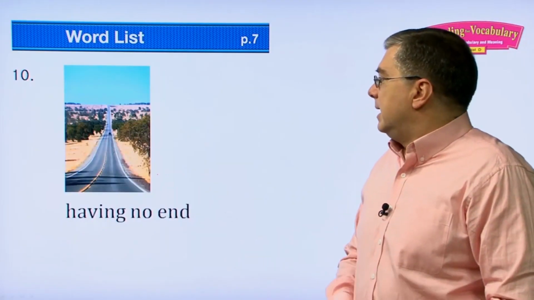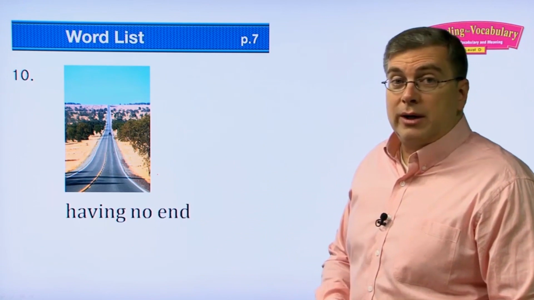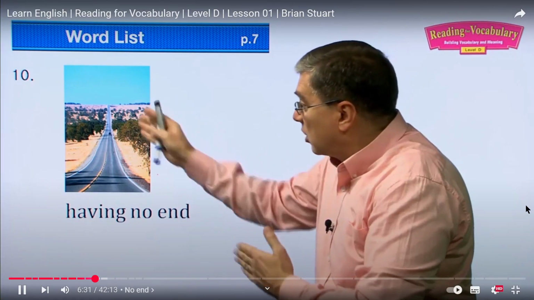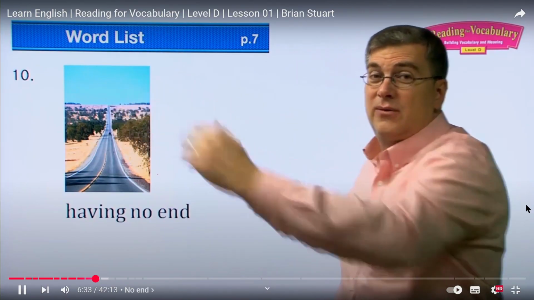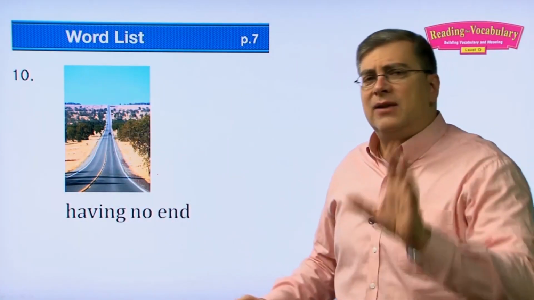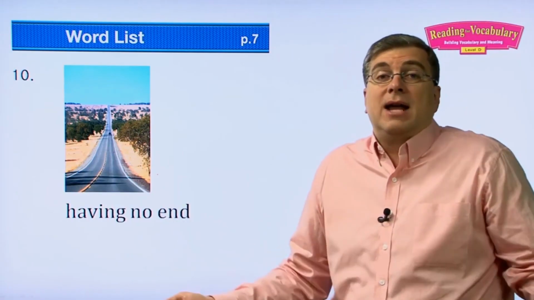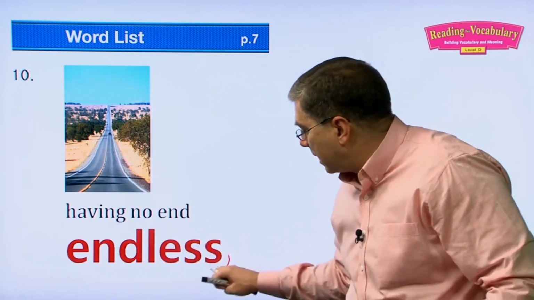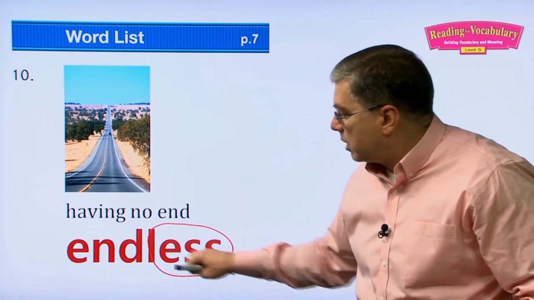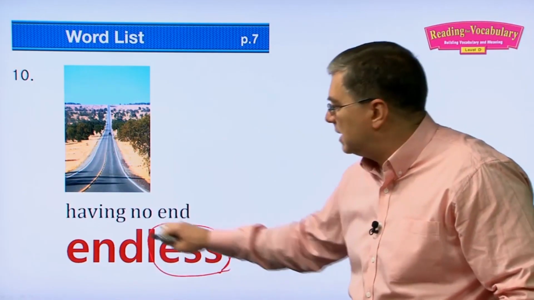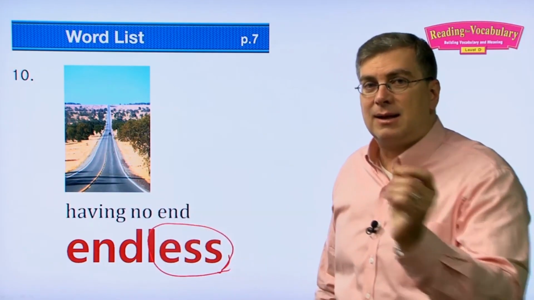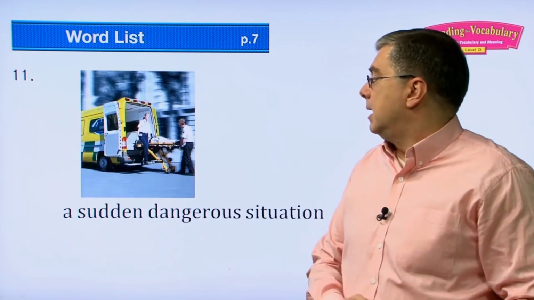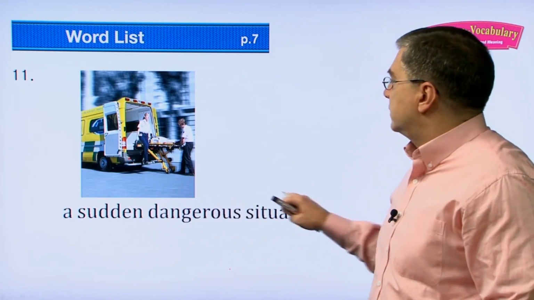Okay. Wow, this looks like it's in Australia, right? The road is very straight and doesn't curve, and it's very long. We can see really far. Having no end. If something has no end, there's no end. We say it's endless because this, I'll do that right there. This part of the word, when you see that less, it means it doesn't have one. Endless. There's no end. Okay? Endless.